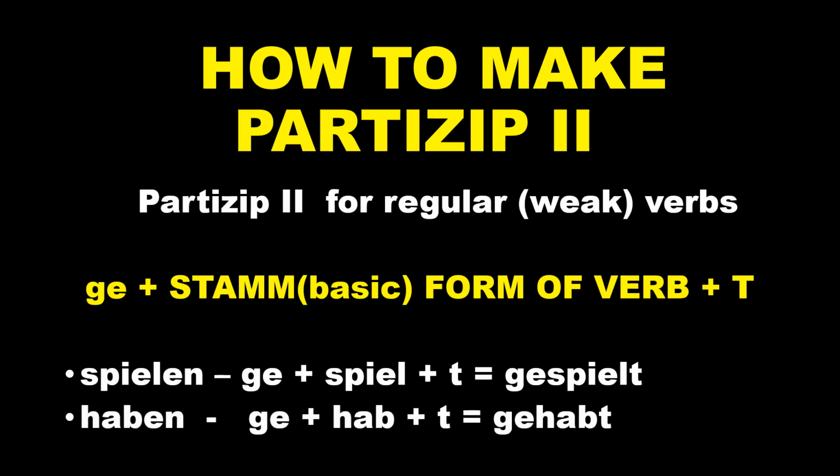Let's take one more example. Haben, a very familiar verb. Again we have to take the Stamm form or basic form of the verb, that is hab. When we remove en, we get hab. So again, follow the same rule: ge plus hab plus t. So we'll get the Partizip zwei, gehabt. For the verb haben, we have the form gehabt. Just like that, let's go ahead.